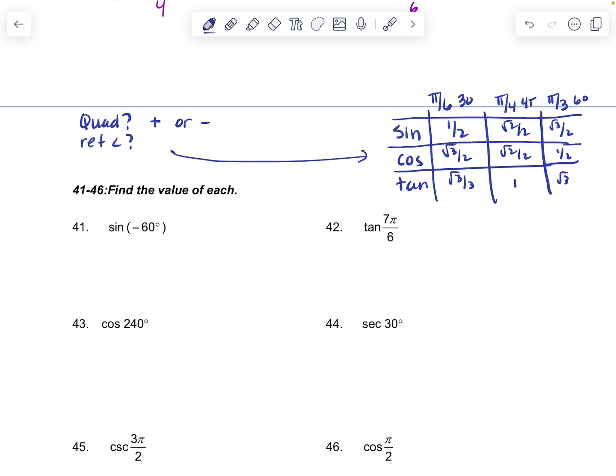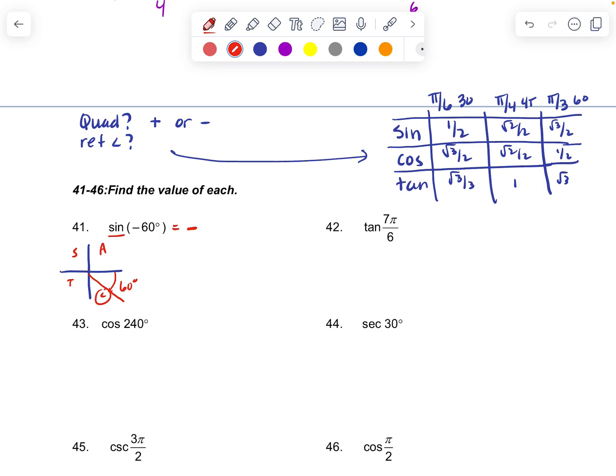Let's answer the first question on 41. Where is negative 60 degrees? Remember, if your angle's negative, you're just going in the opposite direction. Instead of going up 60, you're going to go down 60. So 60 degrees is this way in the negative direction. So I'm in quadrant 4. Remember, according to all students take calculus, only cosine is positive in quadrant 4. That means sine has to be negative there. So the answer has to be negative.